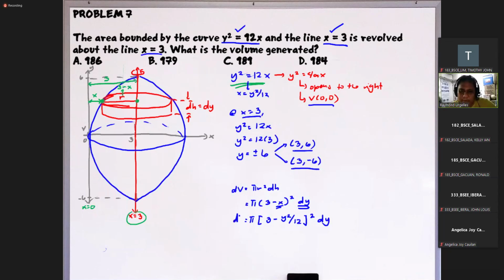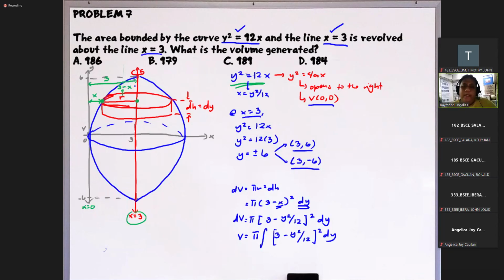Diba? So again, this is our dv. Okay? So then solving for the volume, kasi isa na lang yung variable natin, pwede na natin yung isolve. So then this will be 3 minus y squared over 12, this quantity squared dy.